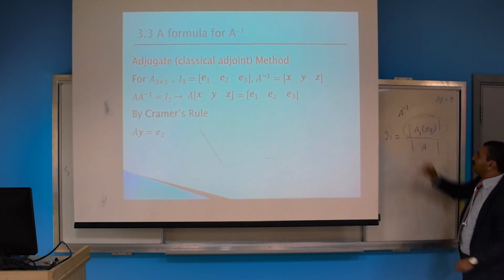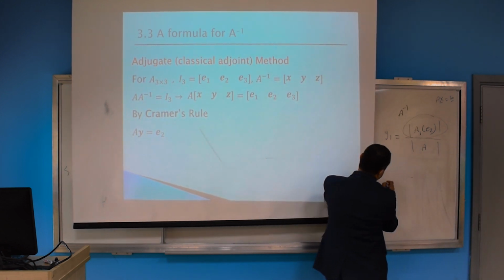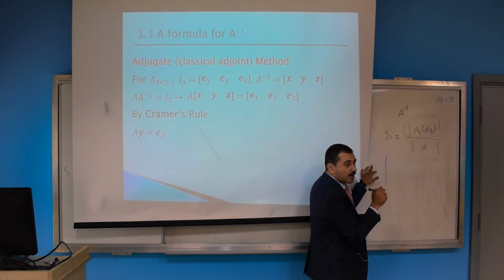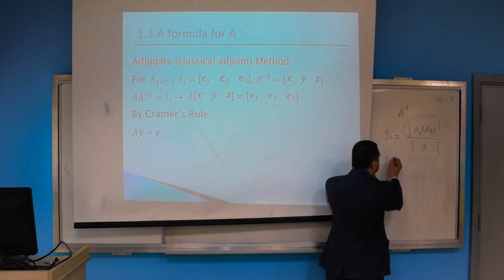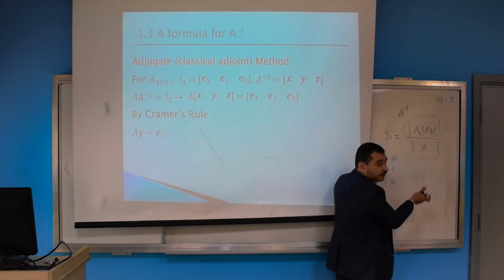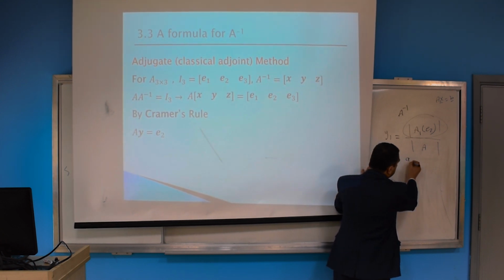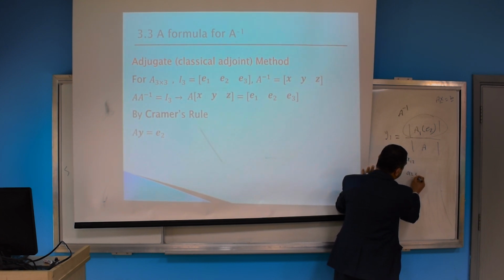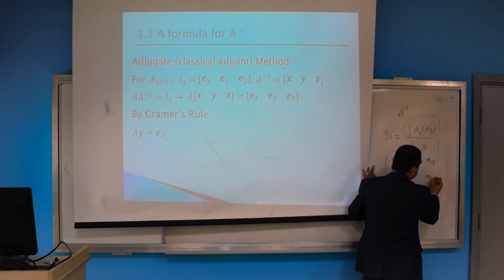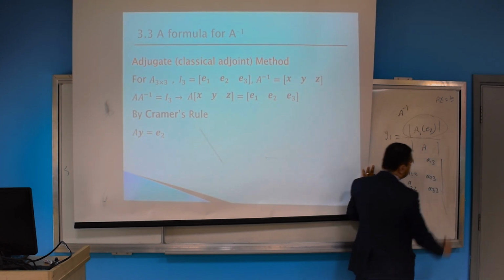Let's see this guy. What is this guy? I'm going to replace the first column by E2. What is E2? 0, 1, 0. And what is the second column? It is the second column of A, which is A12, A22, A32. And the third column of A, which is A13, A23, A33. Right?